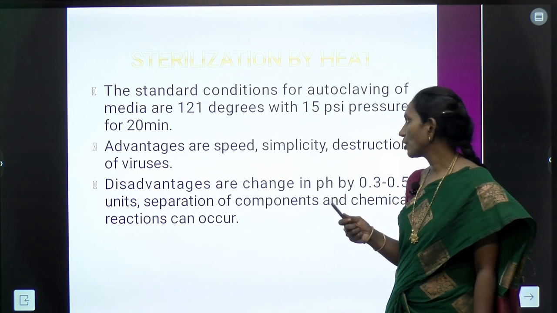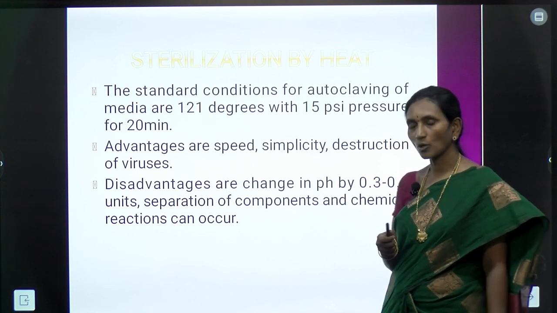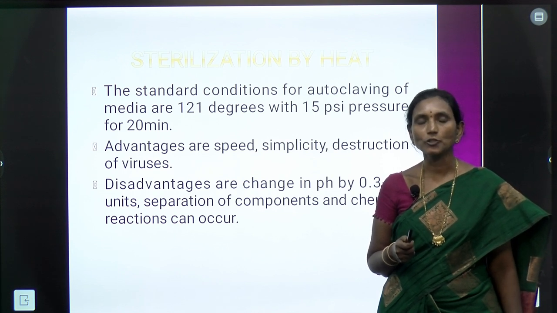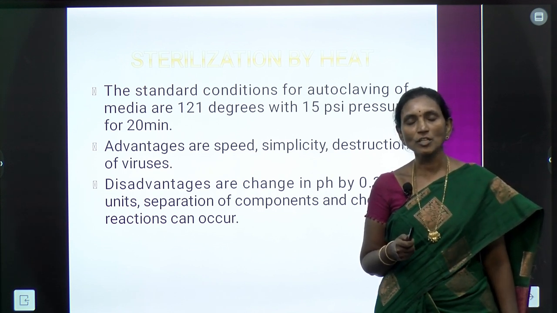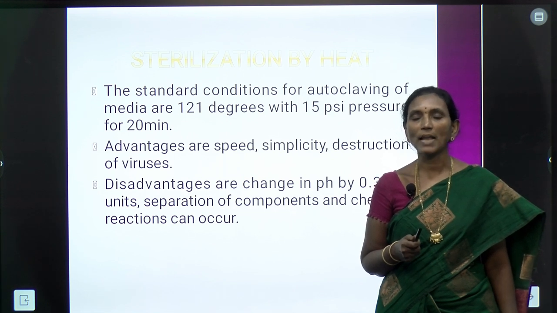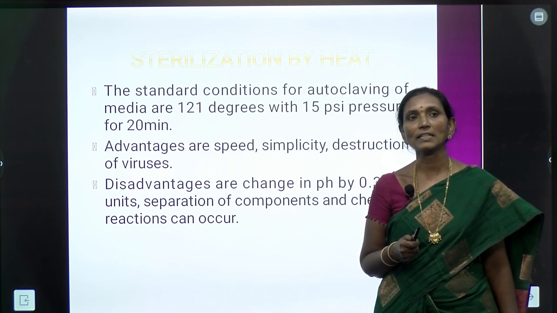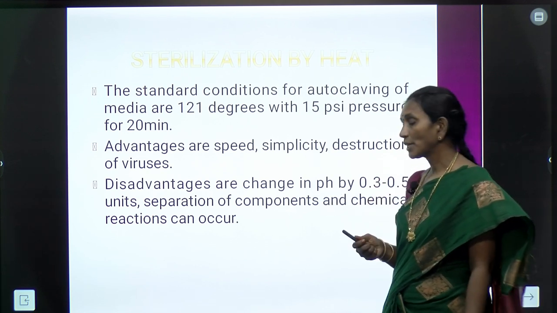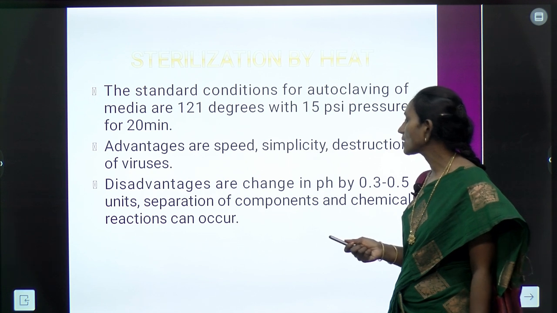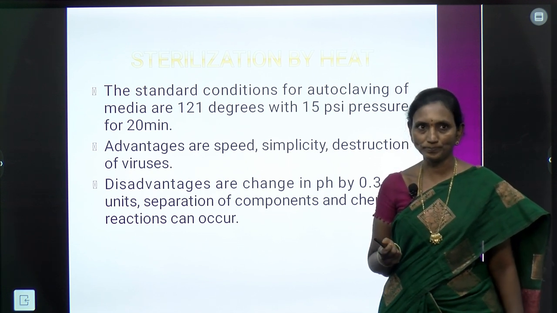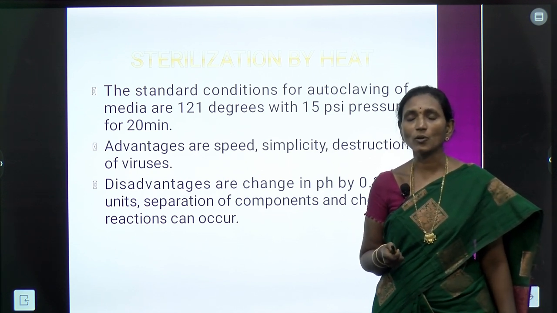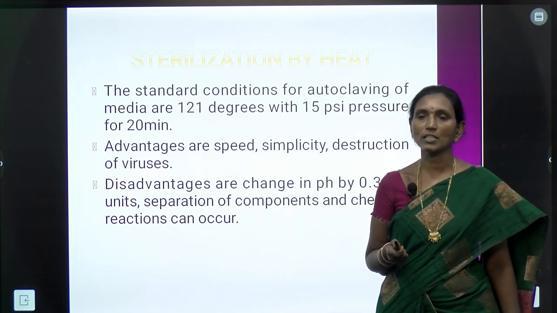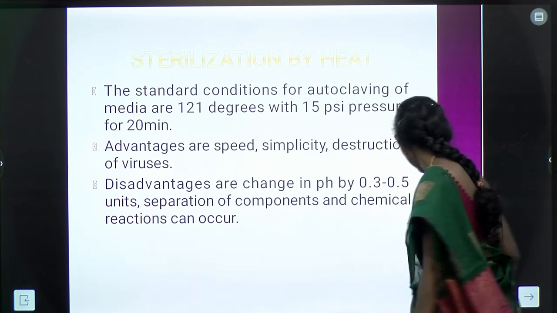There are some disadvantages of using this instrument also. There will be a change in pH by 0.3 to 0.5 units. Change in pH is not accepted in plant tissue culture technique because the correct pH only gives the right result, and there will be separation of nutrient medium components or sometimes undesirable chemical reactions also occur in the nutrient medium. These are some of the disadvantages of using the autoclave.